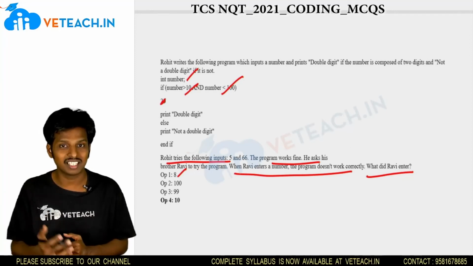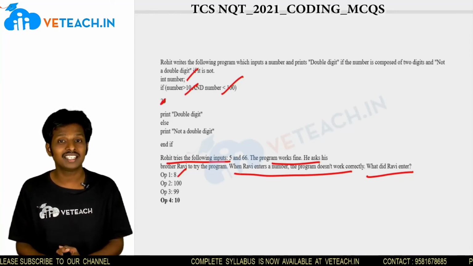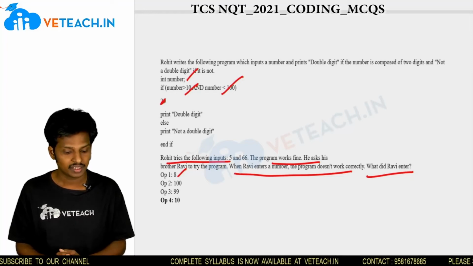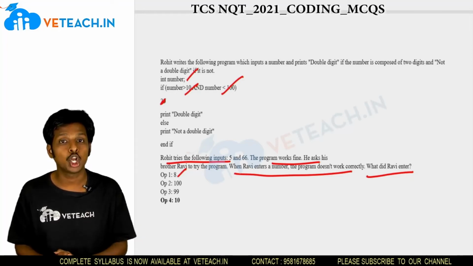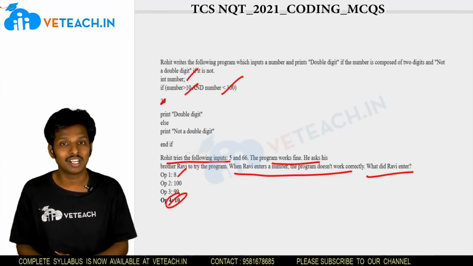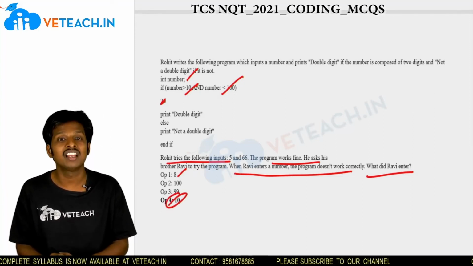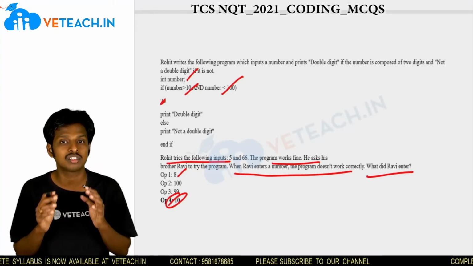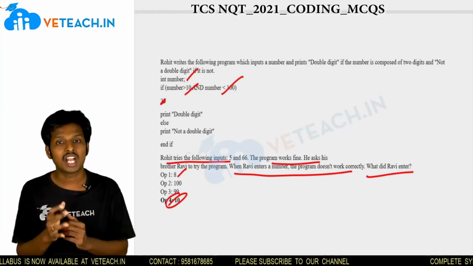Now let's check the last case, that is 10. 10 greater than 10 is false. That is, it's going to print not a double digit. So Ravi has tried with the number 10, which has printed a message that it is not a double digit, which was not the correct output.